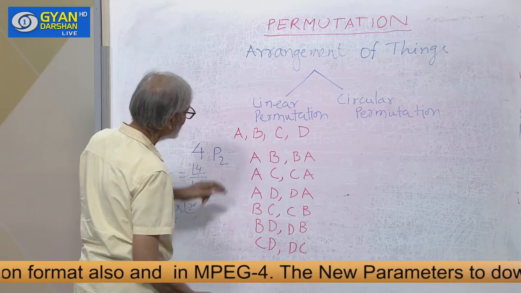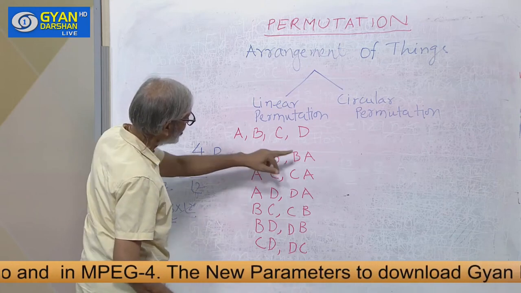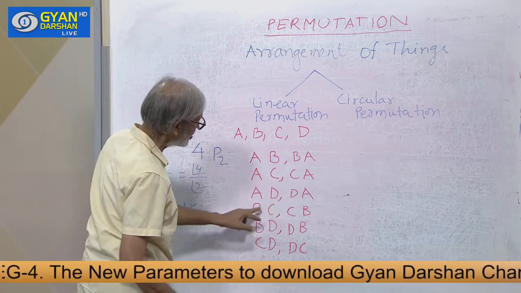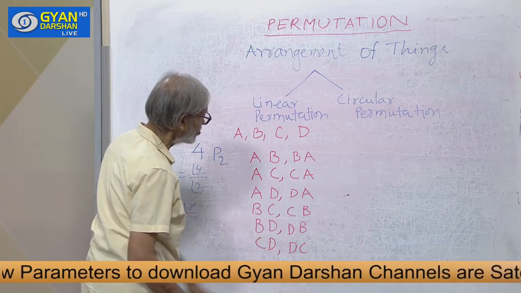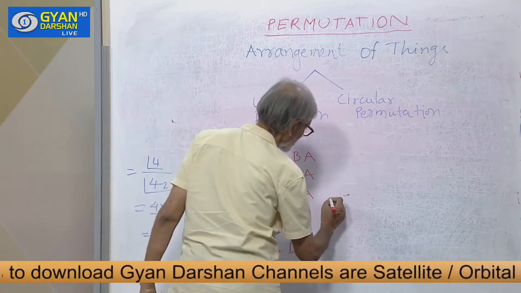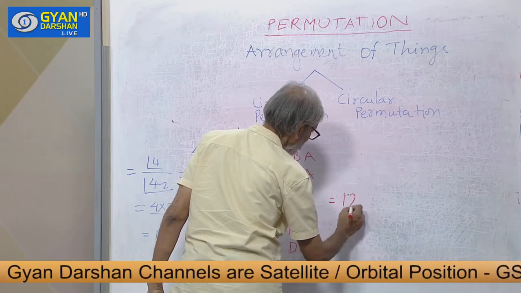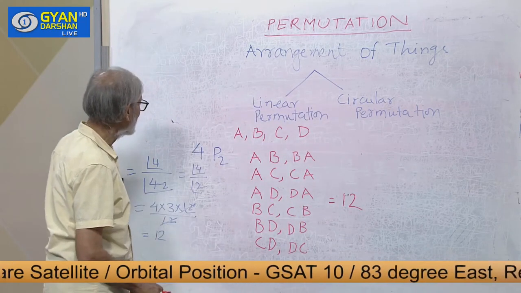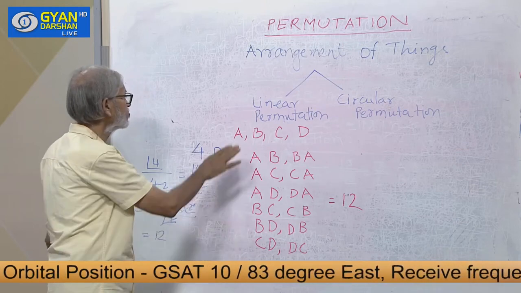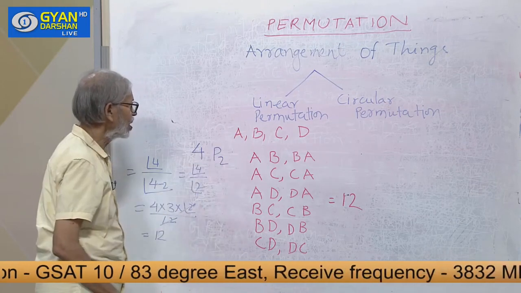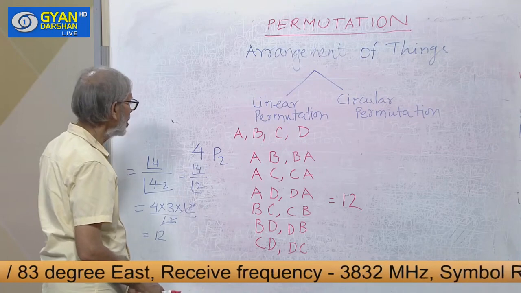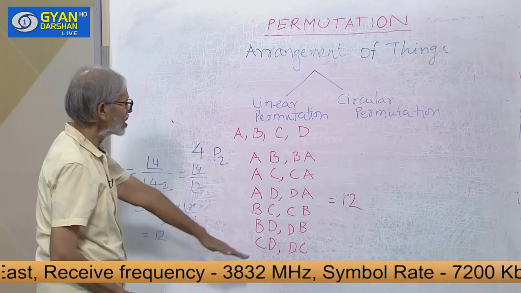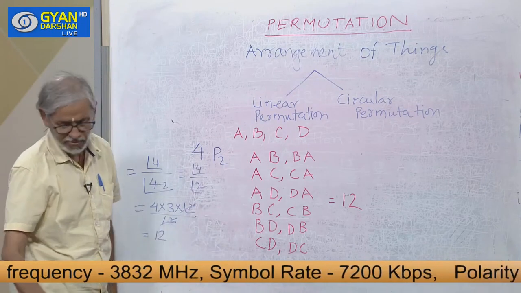So, how many arrangements are there? 1, 2, 3, 4, 5, 6, 7, 8, 9, 10, 11, 12. So, there are 12 arrangements. You can visualize that if you are taking 2 things at a time out of 4 things, there are 12 arrangements.